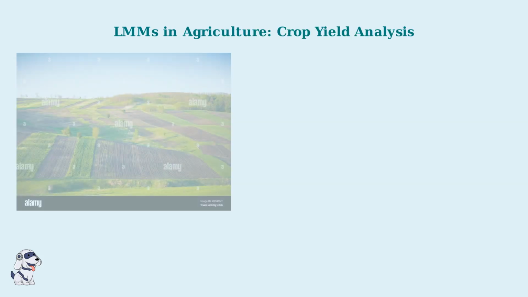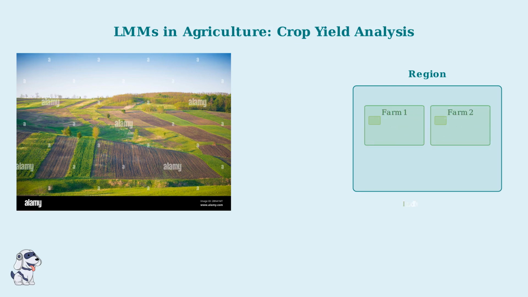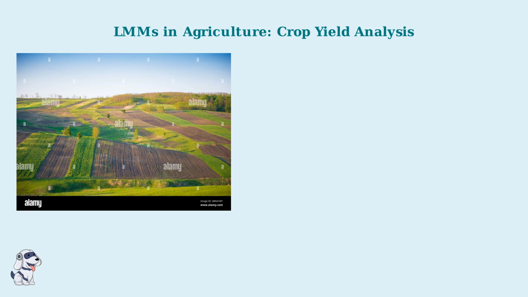Linear mixed models find powerful applications in agricultural research, particularly for analyzing crop yield data across complex hierarchical structures. Agricultural data has a natural hierarchical structure. Individual plots are nested within farms, and farms are nested within larger geographical regions. Additionally, crop yields are measured repeatedly across multiple growing seasons, creating a temporal dimension in the data structure. Environmental factors such as weather conditions and soil properties are included as covariates in the model, helping explain yield variations.